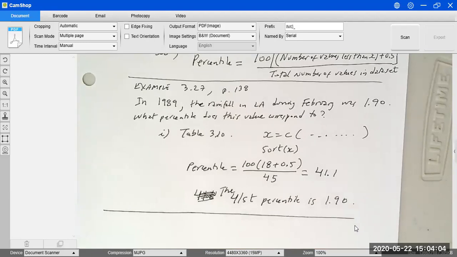Okay, so I think now you should be able to solve some problems in percentiles, and then we're going to end up with the final part of the section. So let's see. You're going to work on section 3.3.